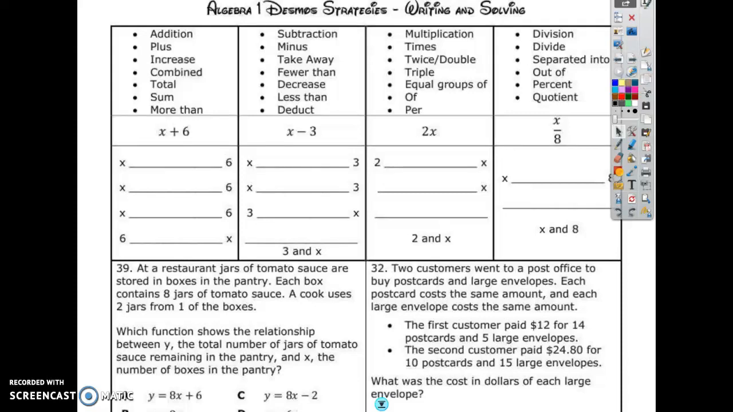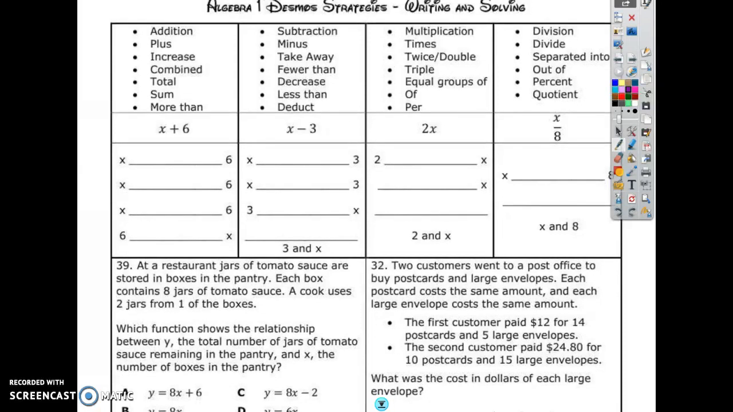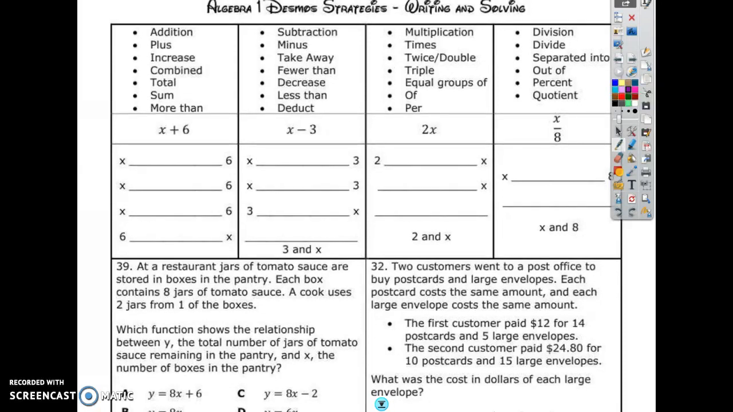Okay, this week we are going to be writing and solving. You need to be able to write equations, especially if they're asking for you to solve them. It's very important that you know how to write them first. So we're going to fill in the blanks up at the top first for these.